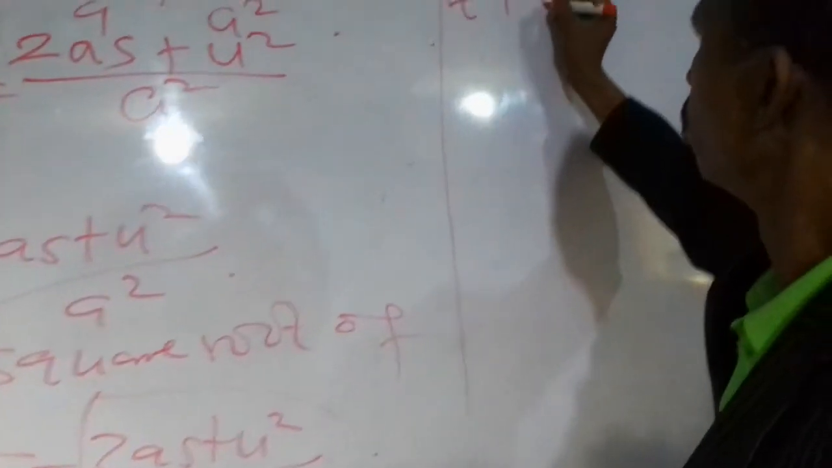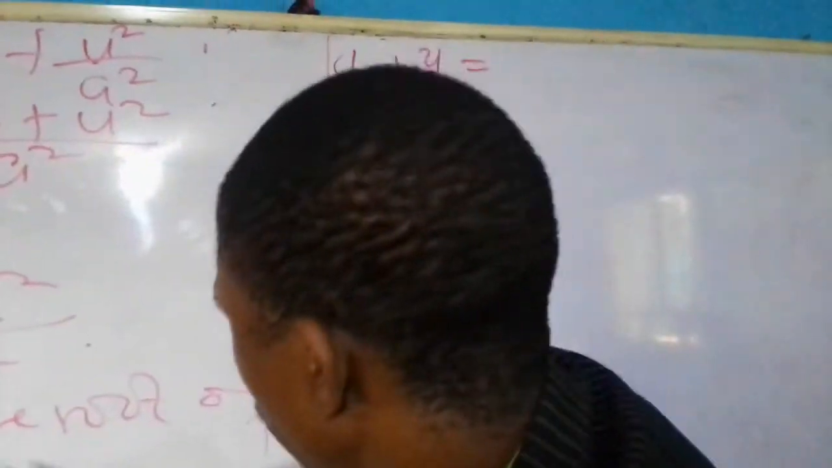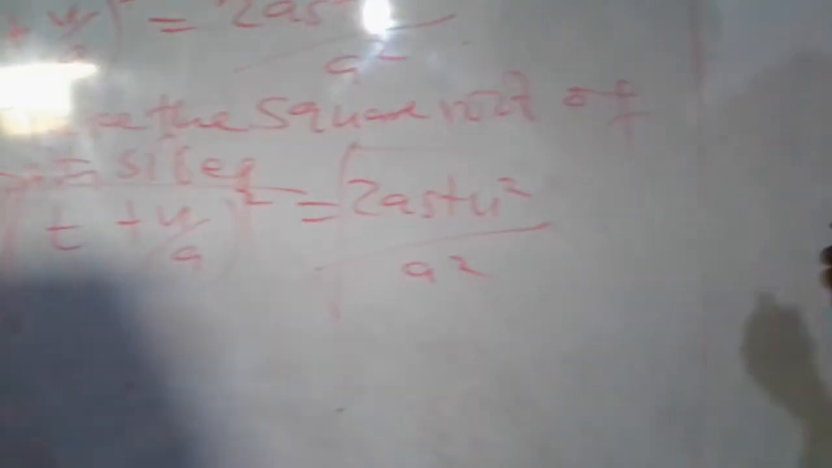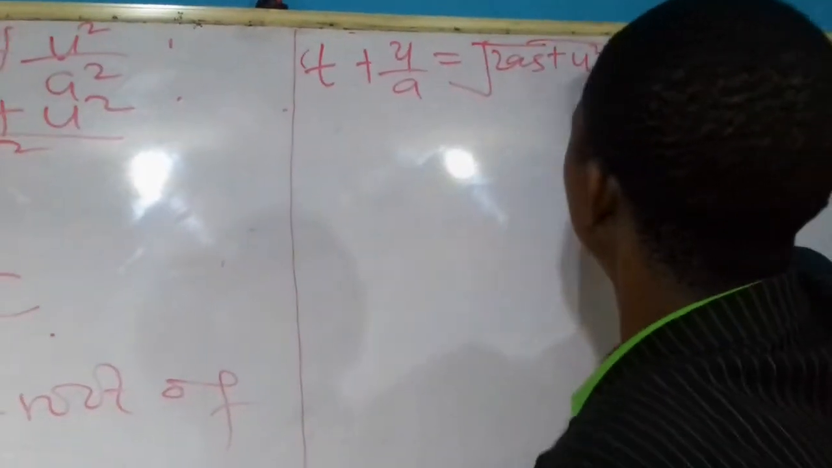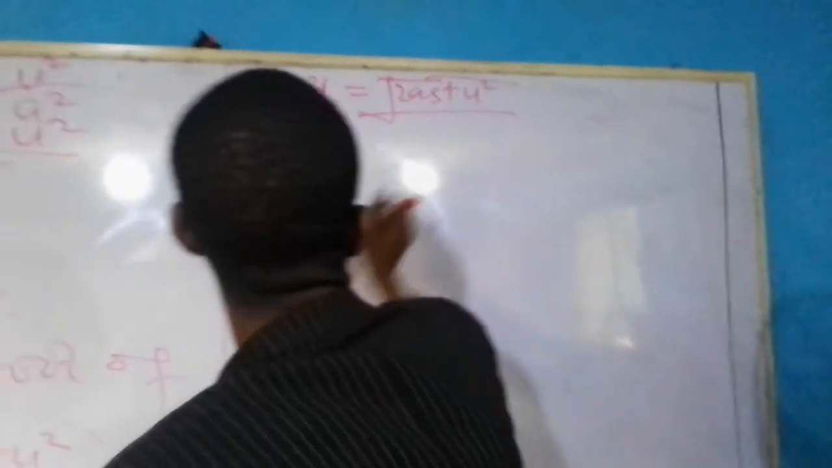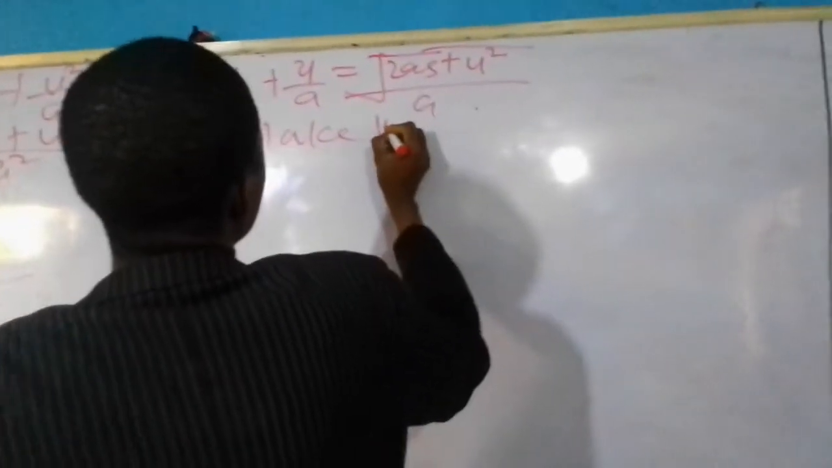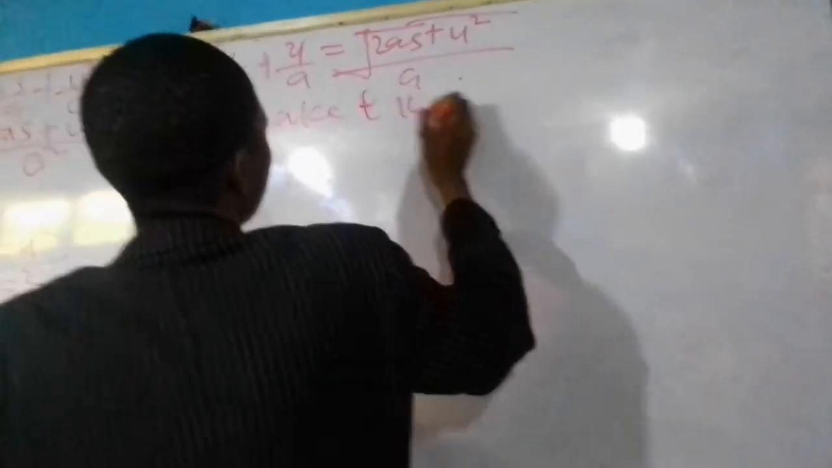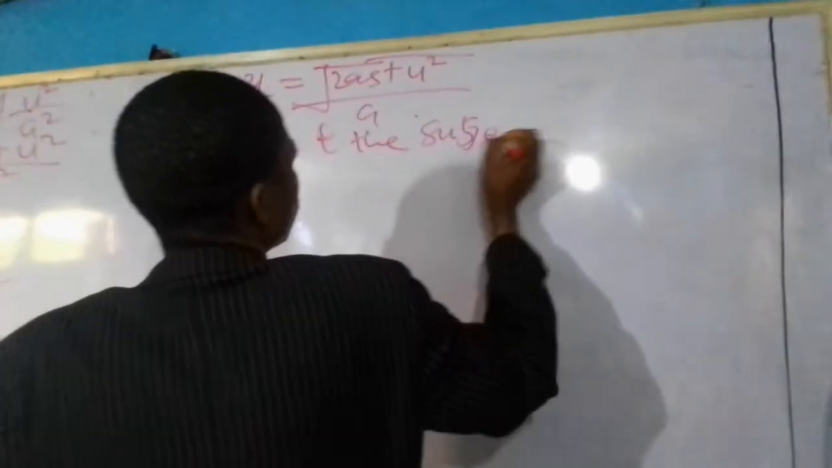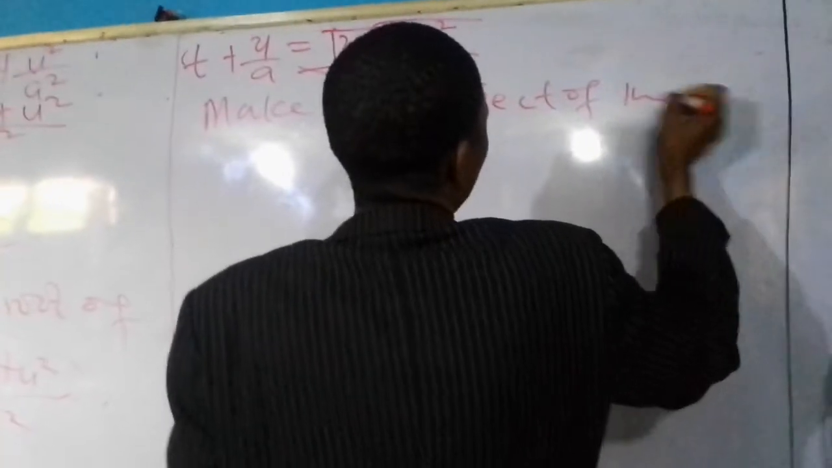Then we now have (T plus U) all over A is equal to the square root of 2AS plus U squared. You write it as the square root of 2AS plus U squared. Then the square root of A squared is A. Now we want to make T the subject of the formula.